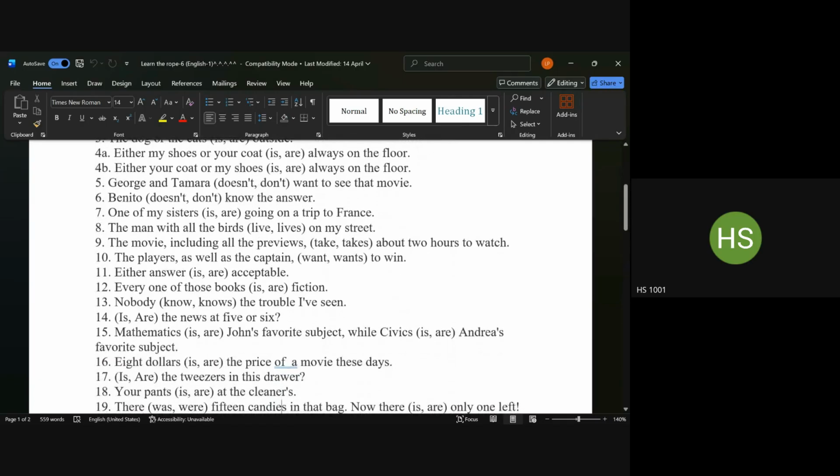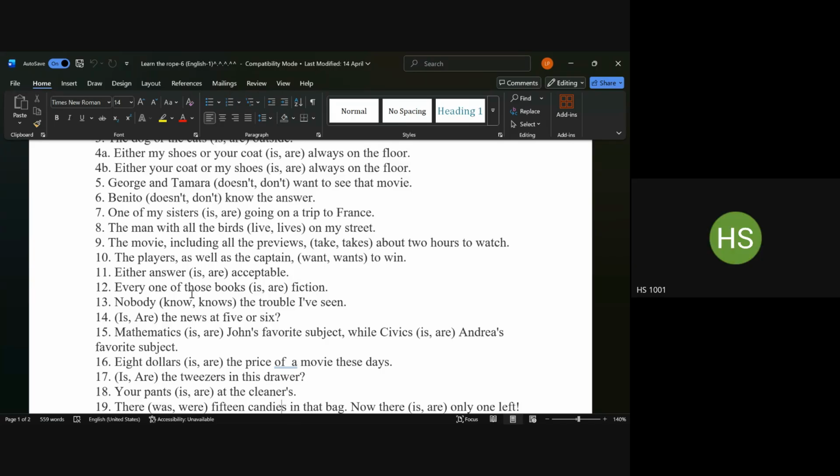Seventh one. Now, these are all different kinds of subject. One of my sisters are going on a trip to France. Are we talking about many sisters or one sister? One of my sisters. One sister. Obviously there are many sisters, but we are not talking about all of them. We are talking about one among them. So the subject is singular, not plural. What would be the answer then?